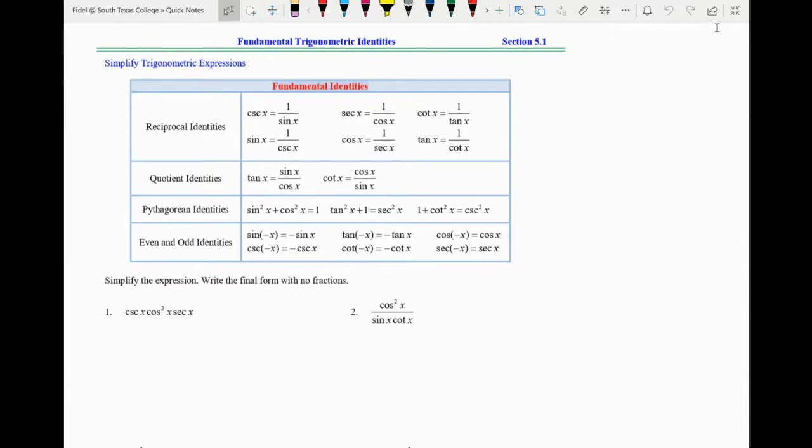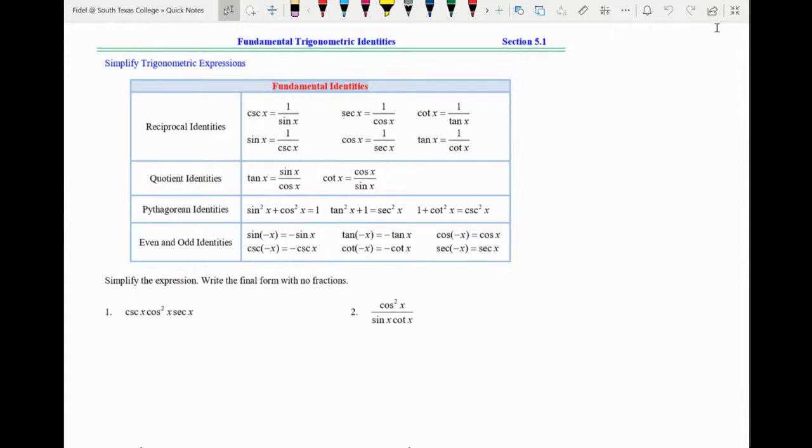And so part of this course is verifying what we call trigonometric identities. And what an identity means is you have an equation. For the most part, you're going to show that one side of the equation is equal to another side, and you're going to do that using these identities that we have, like the reciprocal identities. Like, we know that the cosecant is the same thing as 1 over sine, or the secant is 1 over cosine, or cotangent is 1 over tangent, stuff like that.